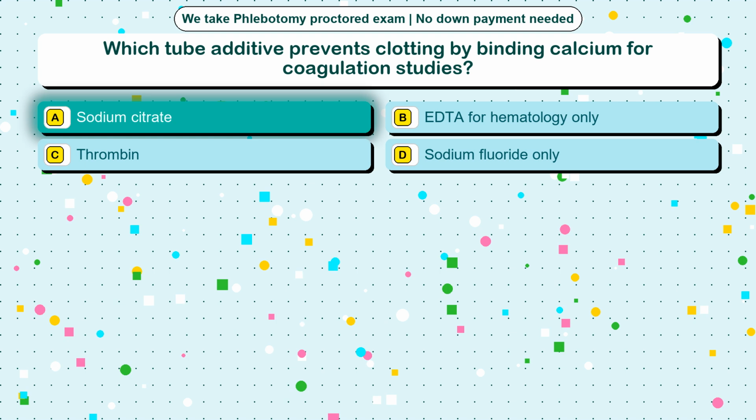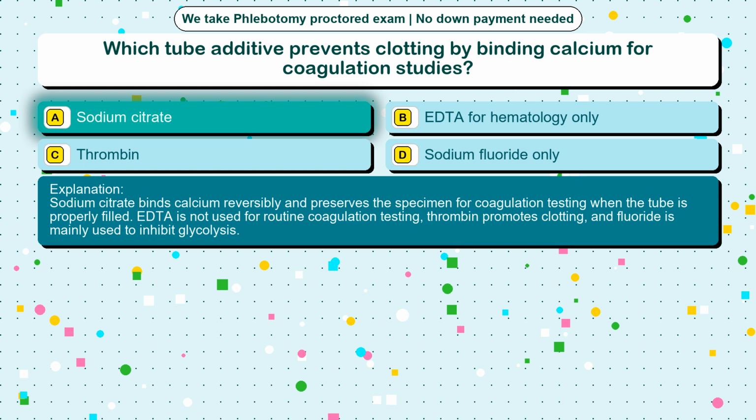The correct answer is option A, sodium citrate. Sodium citrate binds calcium reversibly and preserves the specimen for coagulation testing when the tube is properly filled. EDTA is not used for routine coagulation testing. Thrombin promotes clotting, and fluoride is mainly used to inhibit glycolysis.